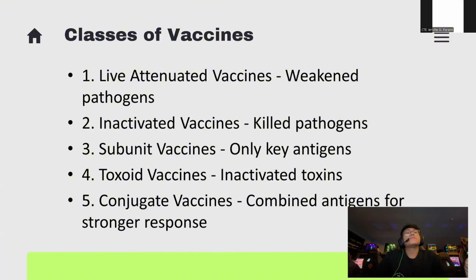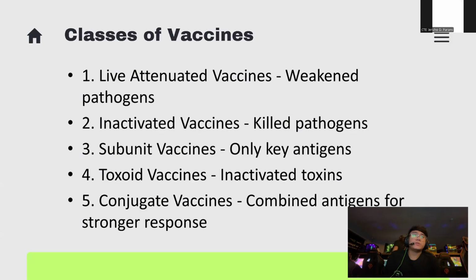So, the third one is subunit vaccines. Instead of using the whole pathogen, these vaccines use only key parts of the pathogen, reducing the risk of side effects. Examples include the HPV and the whooping cough vaccines. We have the fourth one, which is the toxoid vaccines, inactivated toxins. This targets bacterial toxins rather than the bacteria itself. Examples include diphtheria and tetanus vaccines.